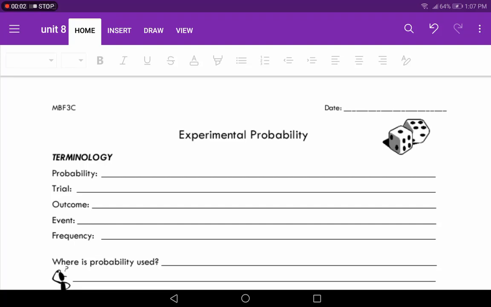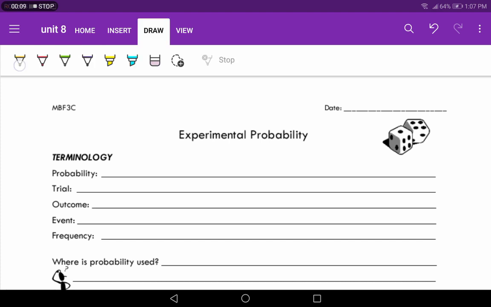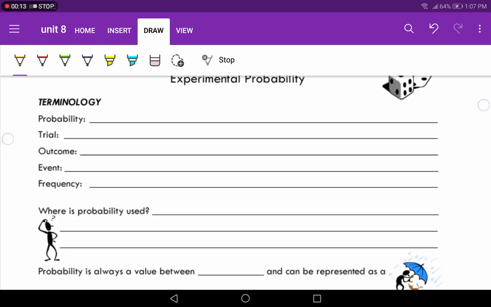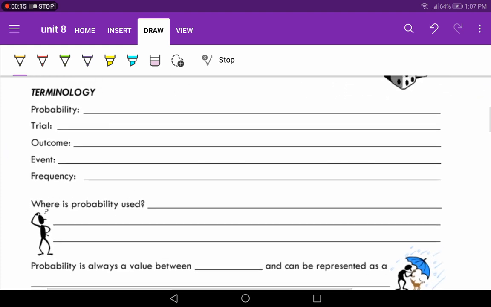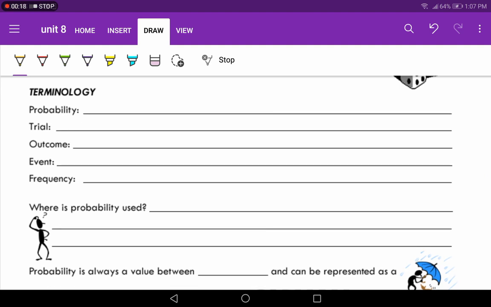This is lesson 1 of the last unit of our course, which is on probability. So we're going to start with some experimental probability here, and specifically some terminology that you'll need to know. So first of all, you will need to know what probability is.